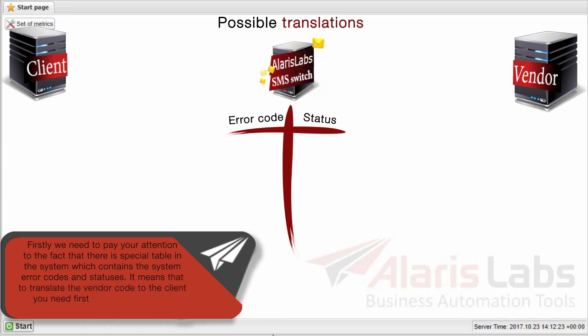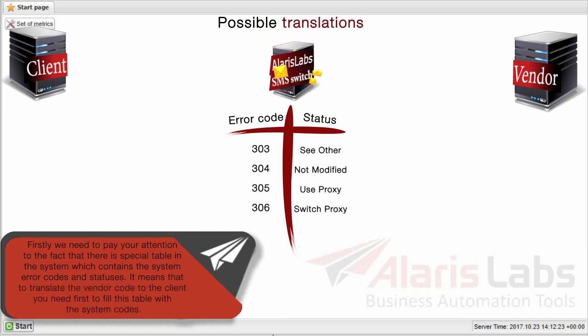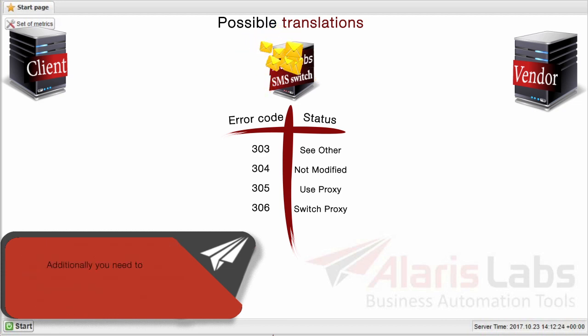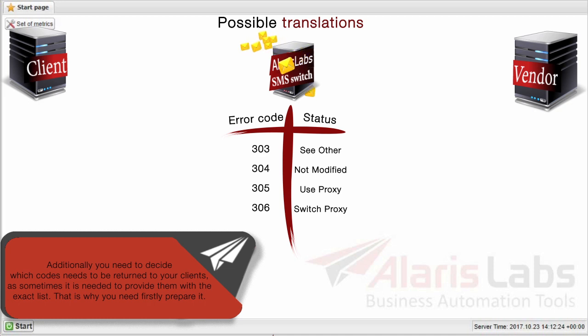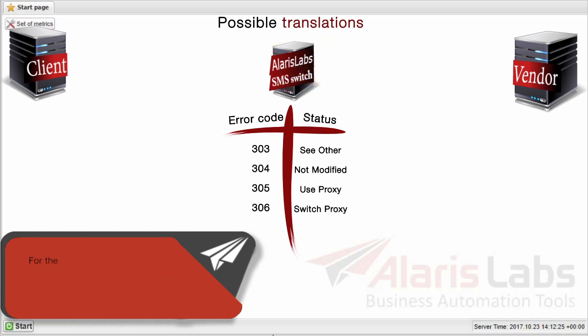It means that to translate the vendor code to the client you need first to fill this table with the system codes. Additionally, you need to decide which codes need to be returned to a client, as sometimes it is needed to provide them with the exact list. That is why you need to firstly prepare it. For illustrative purposes, let's imagine the standard client and vendor configuration and the mentioned table in the Alaris system.